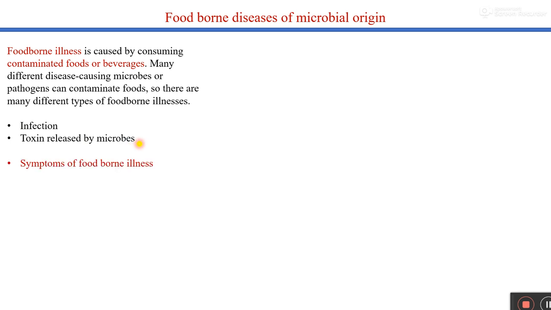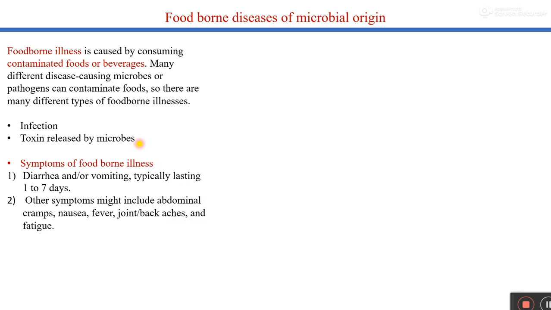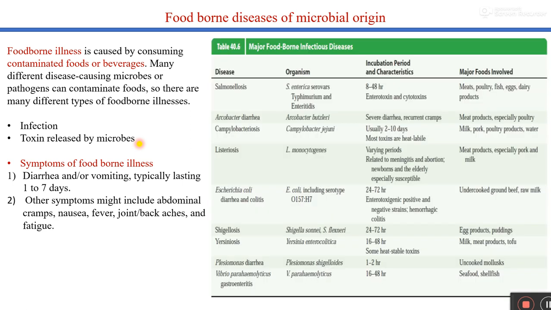So now I would like to talk about the symptoms of foodborne illnesses. The first symptoms are diarrhea and vomiting. Other symptoms are abdominal cramps, nausea, fever, joint and back aches, and fatigue.